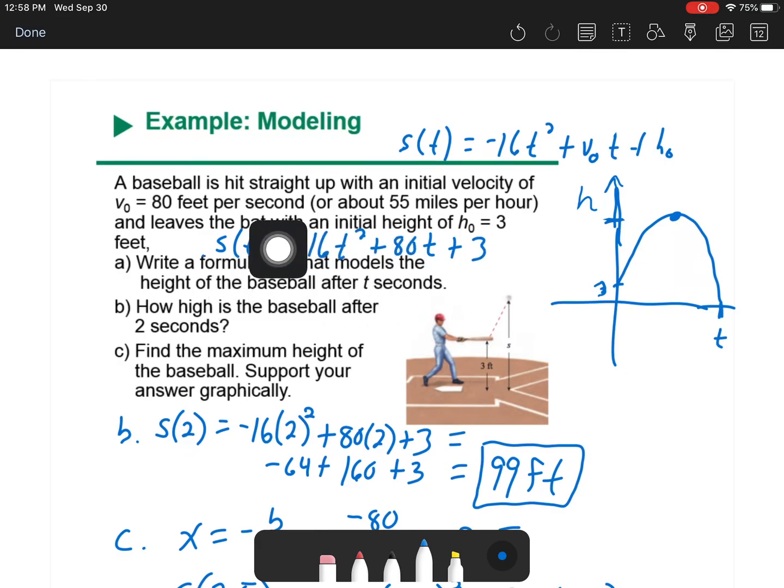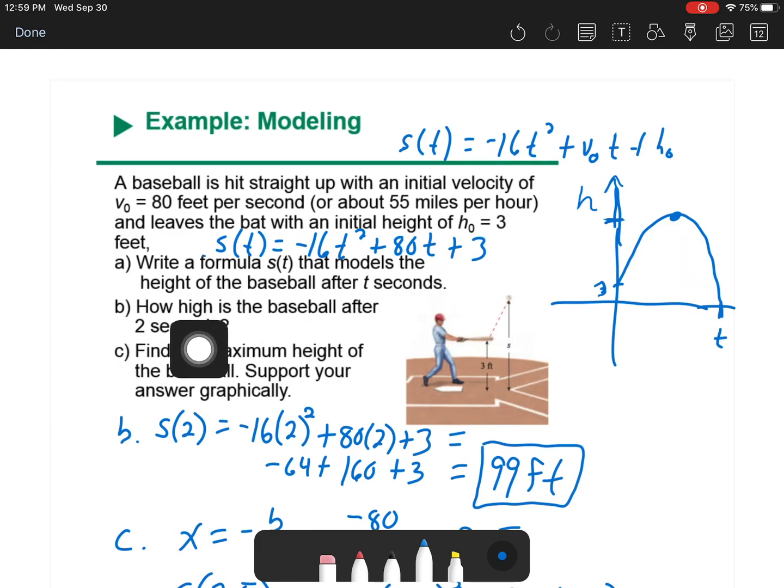And so if I use those specifics, my v sub 0 goes in here, right there, right? So that's my linear coefficient, and my initial height is the 3, and that's going to go at the end. Okay, so write that formula. We've got it right here. S of t equals negative 16t squared plus 80t plus 3.